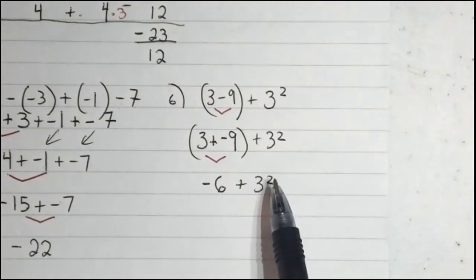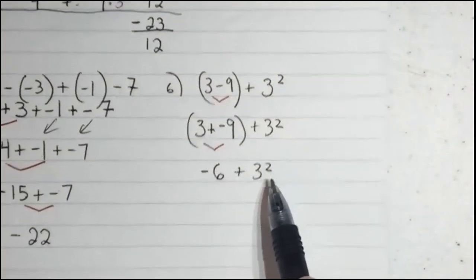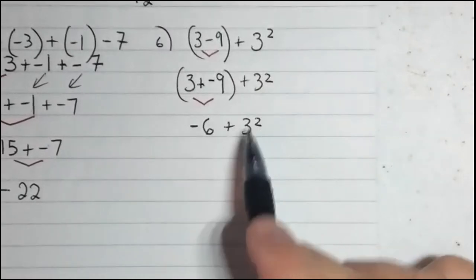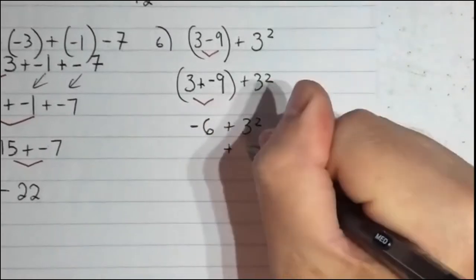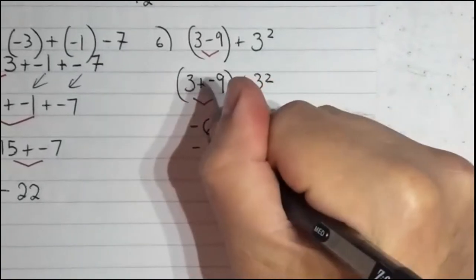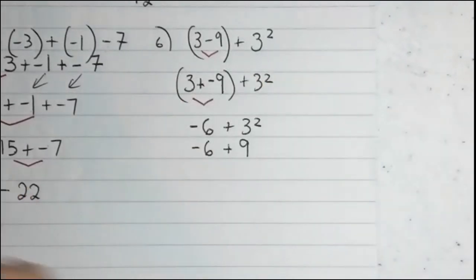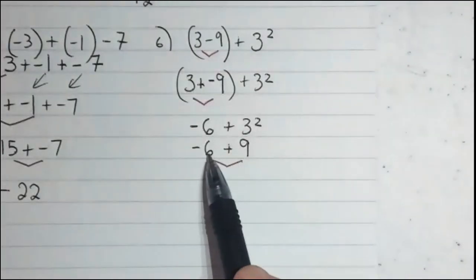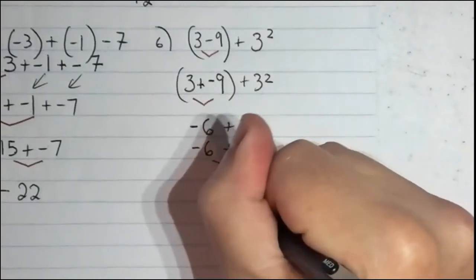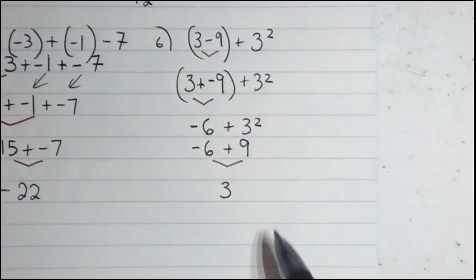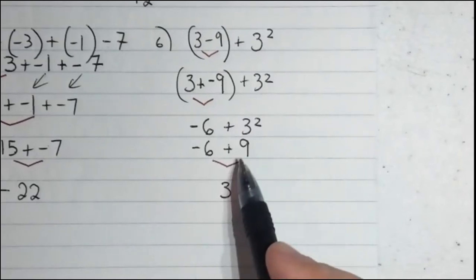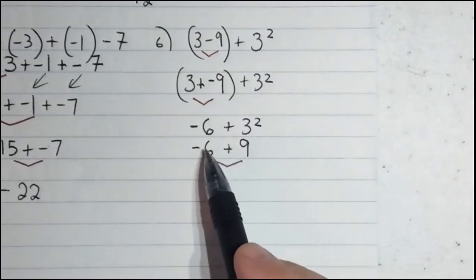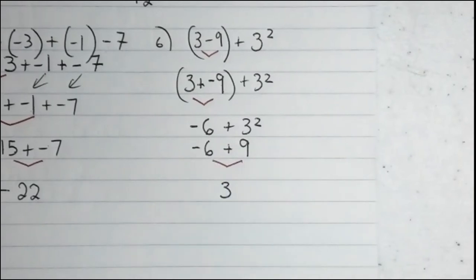Now be careful here. 3 squared is not 6. The next rule after parentheses is exponent. So we have to do this exponent, which is 3 times 3, which gives me 9. And our last step, we have a negative 6 plus 9. Signs are different. So I subtract 6 from 9 and I get 3. And is the answer positive 3 or negative 3? It'll be positive 3 because there are 9 positives, but only 6 negatives. So that would be positive 3.